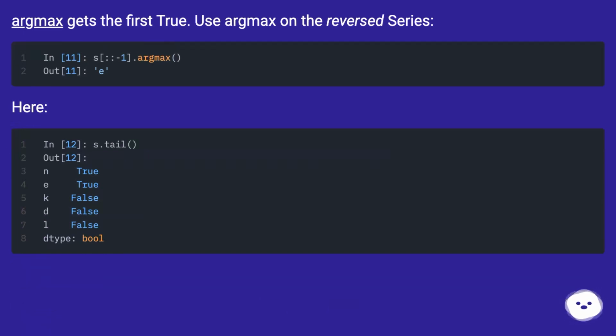Argmax gets the first True. Use argmax on the reverse series. Here.